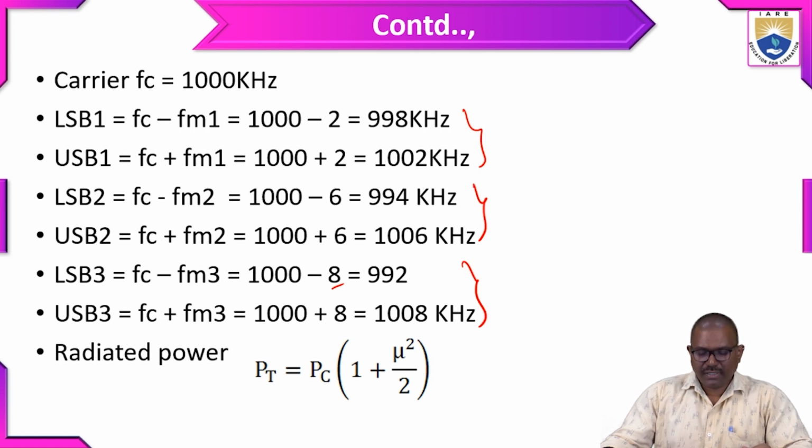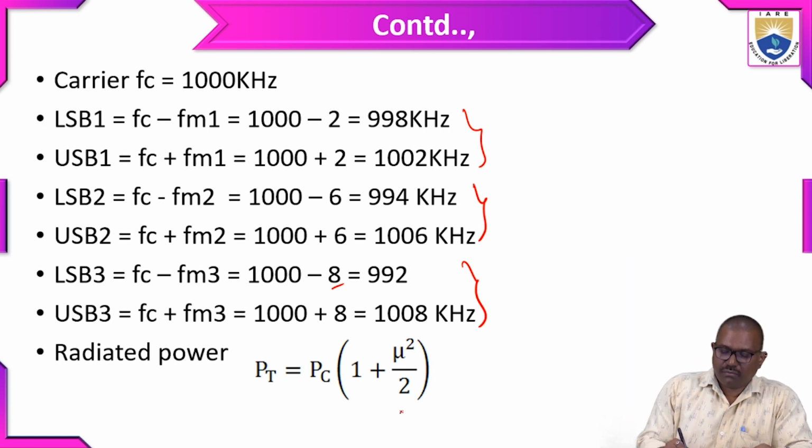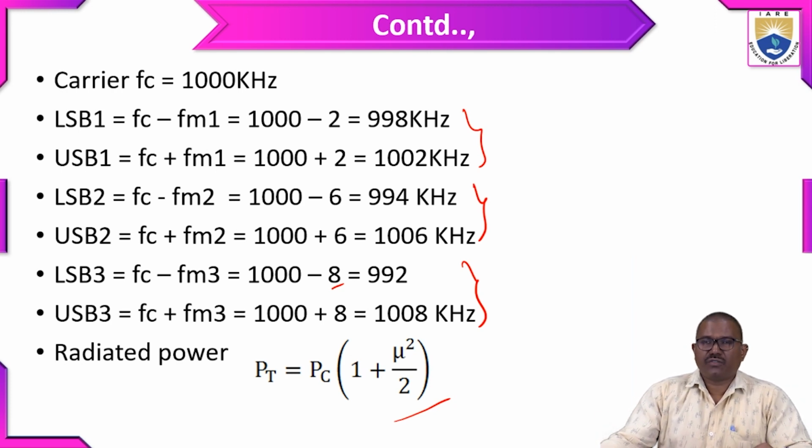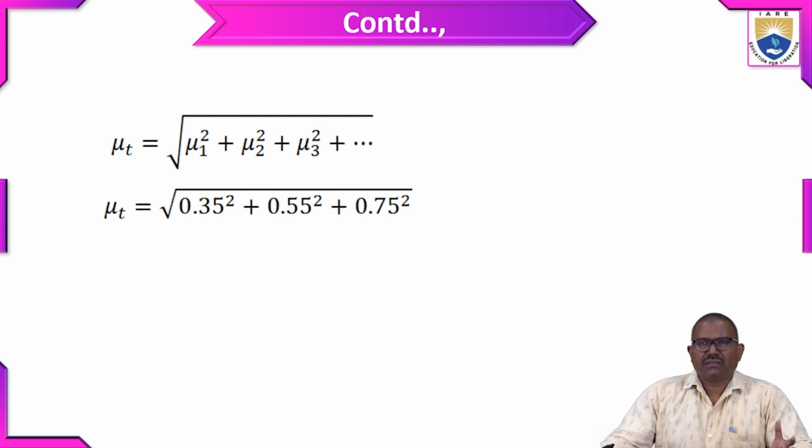Now the radiated power is, you know that formula already, we have seen in previous problems also. Pt is equal to PC into 1 plus mu square by 2. So these are the modulation indices. Here we have to find mu t is equal to mu1, mu2, mu3.